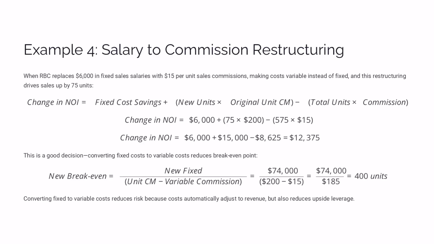And understanding this concept, when RBC replaces $6,000 in fixed sales salaries with $15 per unit sales commissions, making costs variable instead of fixed, and this restructuring drives sales up by 75 units, the net operating income change is: change in NOI equals fixed cost savings plus new units times original unit CM minus total units times commission. $6,000 plus 75 times $200 minus 575 times $15 equals $6,000 plus $15,000 minus $8,625 equals $12,375.